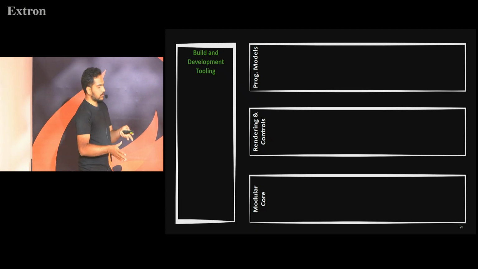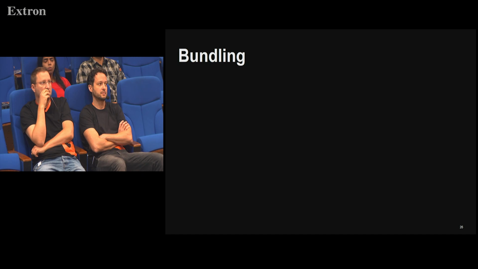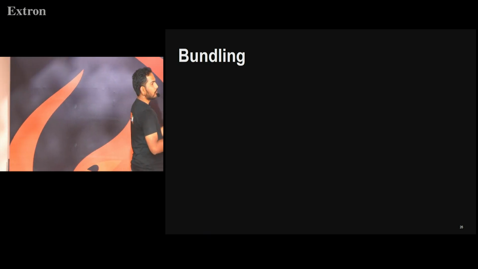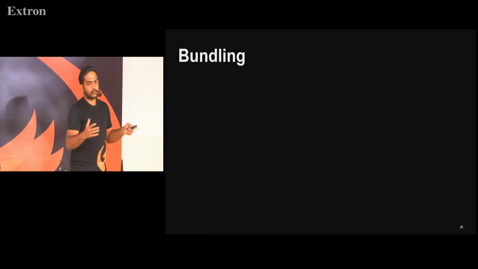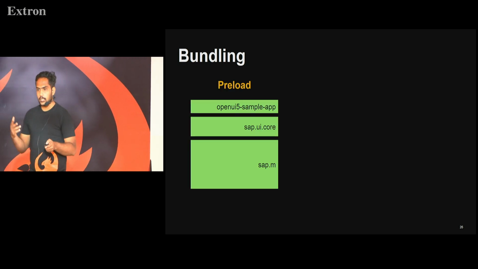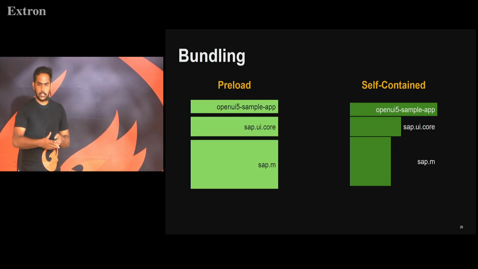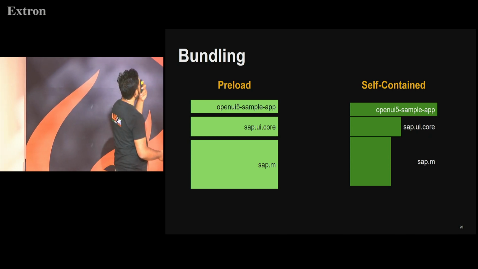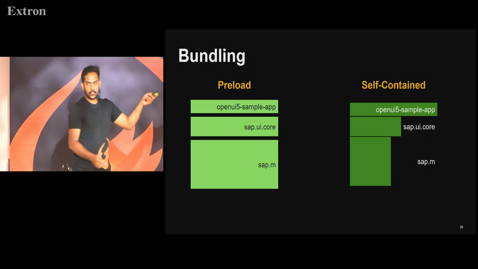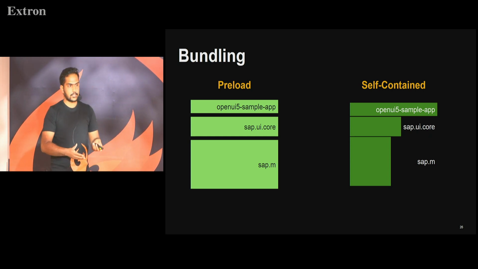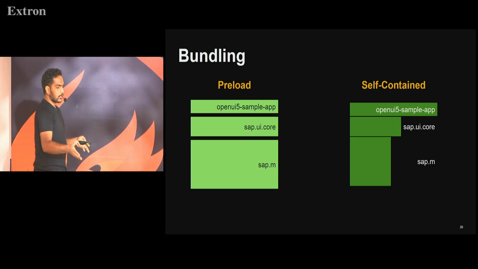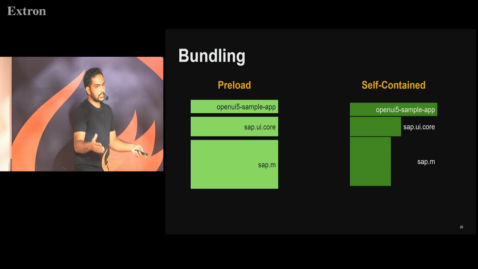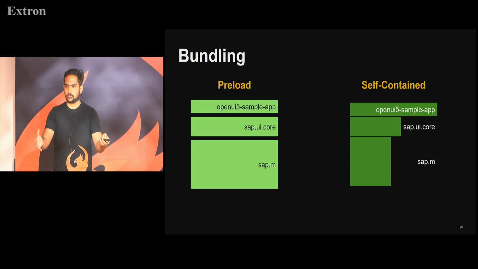We'll briefly touch on this, but there is a detailed session planned at 2:15. So whatever changes we are talking about, if you're making these changes and you want to really see the effect, you have to use proper tooling and bundling. There are two different approaches to bundling right now. The one is preload, and the second one is self-contained. What does this mean? So we have an open UI5 sample application here, and we are using sap.ui.core and sap.m libraries. In a preload way, all these libraries that you are using are bundled as preloads, right?